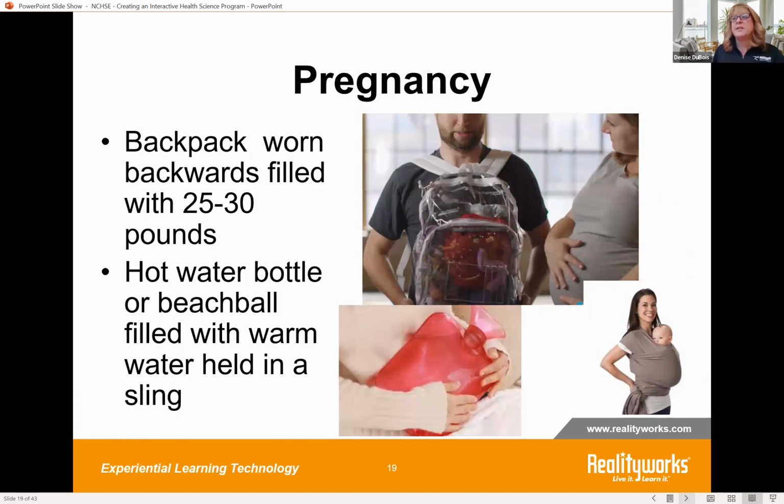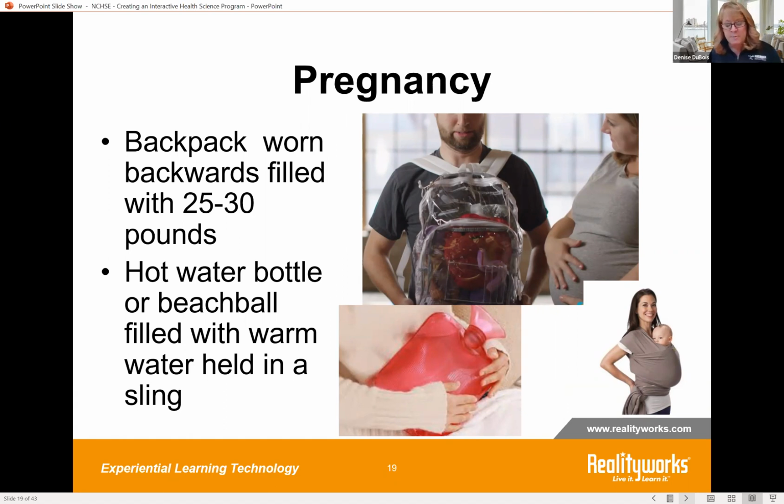Now here's one for pregnancy, and we got a couple of different ideas here. We've had our own pregnancy simulation suit for probably 20 to 25 years that we offer. There are a lot of other ones out there in the market too, like Empathy Belly, something called With Child. But if your budget doesn't allow for something like that, or if you just want to do a really quick one, there are a couple of different do-it-yourself projects you can try.